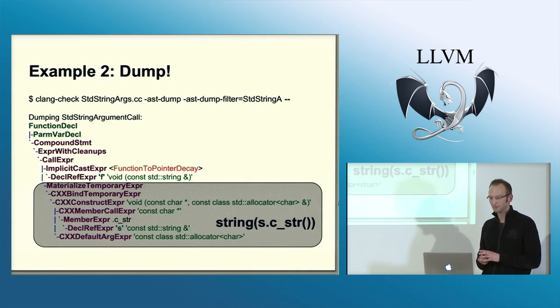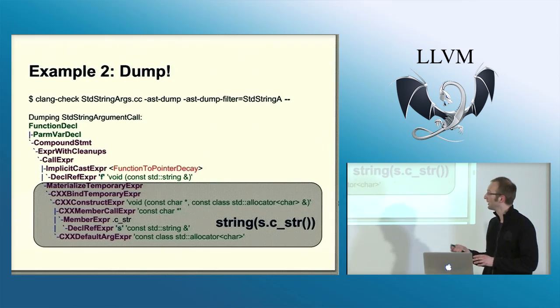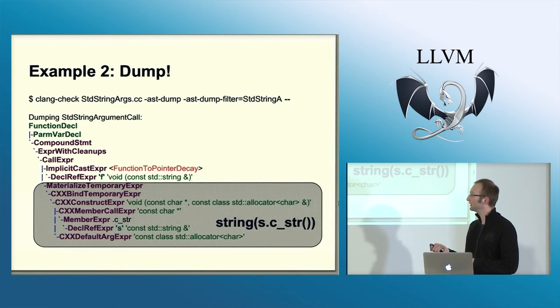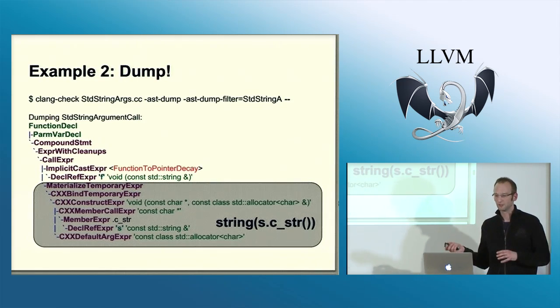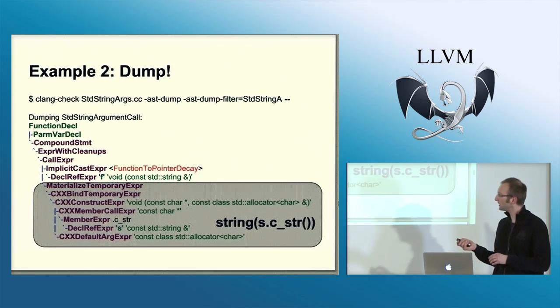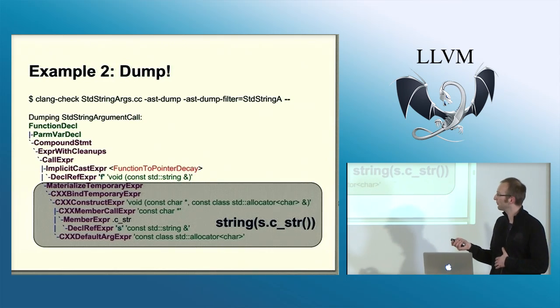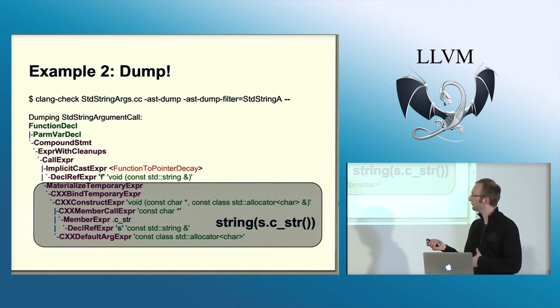One thing that's often not intuitive to people coming new to that AST, a construct expression is an implicit construct. We will see how the explicit construct looks in a moment. And that actually takes two parameters, right? And the one parameter is the const char pointer from the call to c_str, and the other one is the allocator.